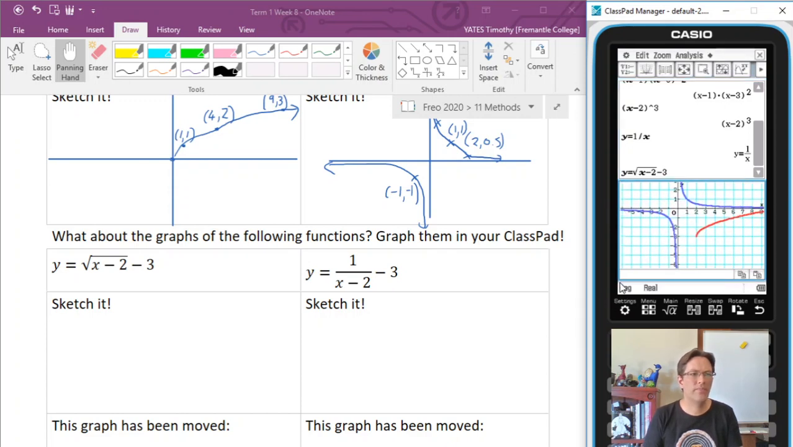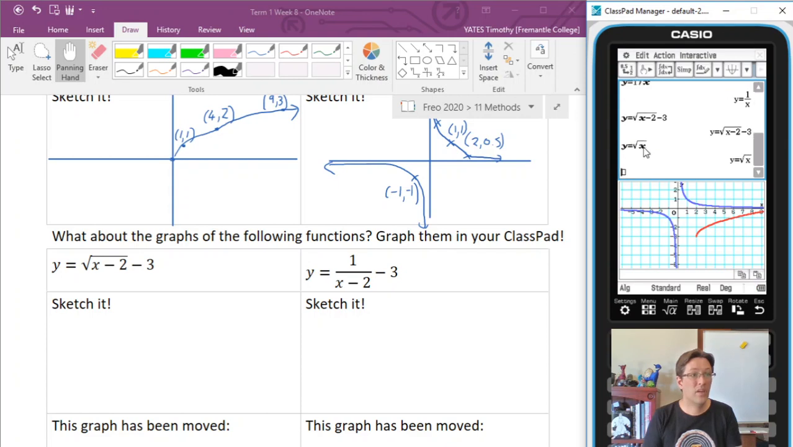What's it done there? It looks like, and I'll just put in my y equals the square root of x. So this is our standard function, y equals the square root of x, and this is my square root of x minus 2 minus 3. What's it done there? Well, it looks like the whole thing has just shifted to the right a bit and then shifted down a bit. Otherwise, it looks like it's the exact same line, and it is in fact.